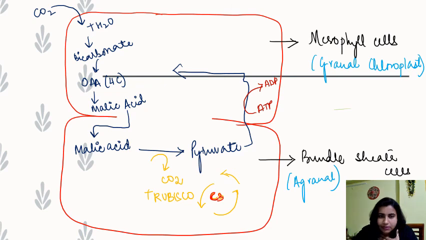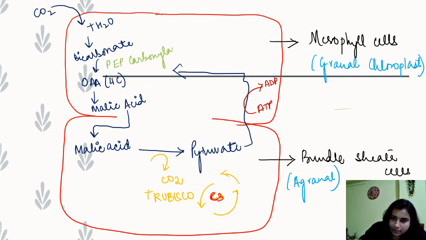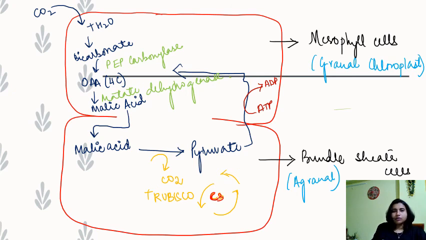So this is the basic process. And here two more enzymes I have to give you. During bicarbonate to oxaloacetate, the enzyme is PEP carboxylase. Now oxaloacetate to malic acid, the enzyme is malate dehydrogenase.